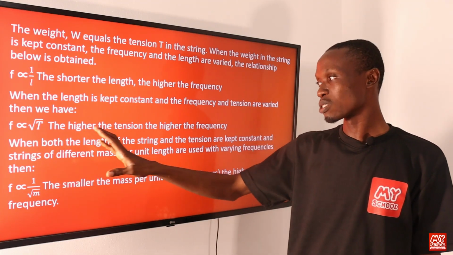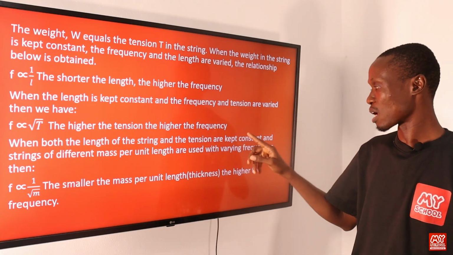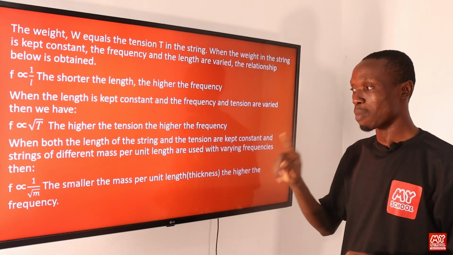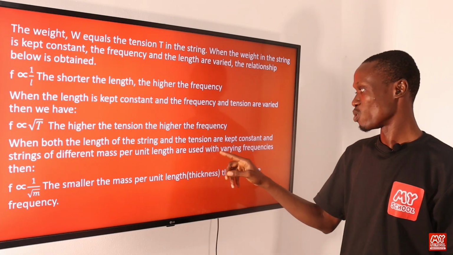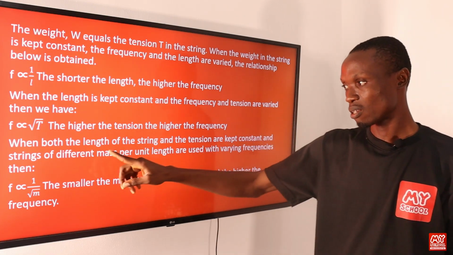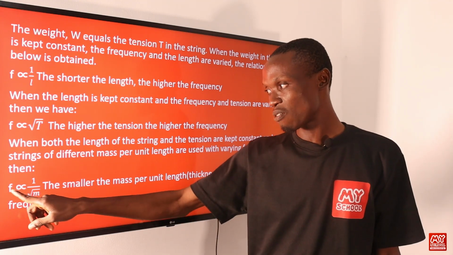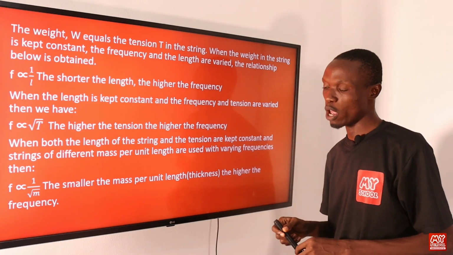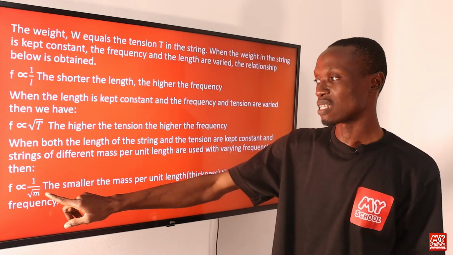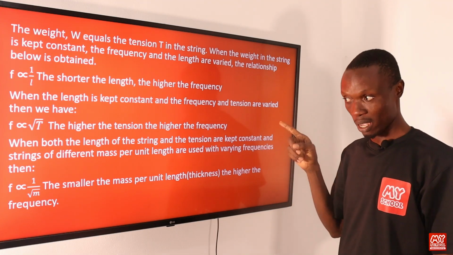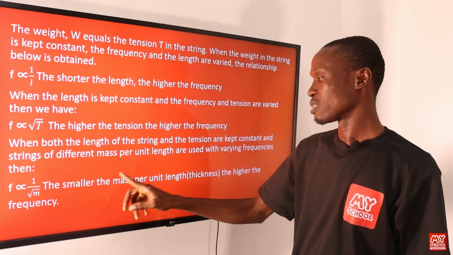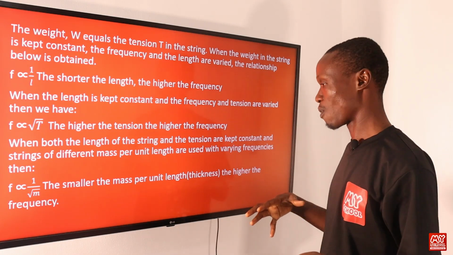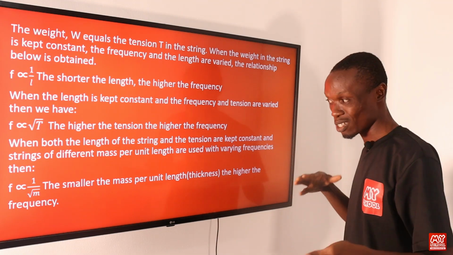So when both the length of the string and the tension are kept constant, and strings of different mass per unit length are used with varying frequency, then we will obtain this relationship that F is inversely proportional to the square root of M. Now remember here that M stands for mass per unit length. So the smaller the mass per unit length, that is, it has to do with the thickness of the string, the higher the frequency.